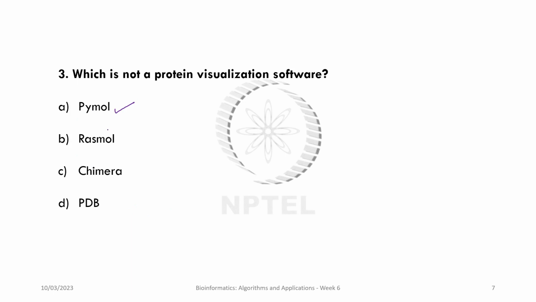So PyMOL is a visualization software, so is RasMol and Chimera, right? The only option which is not a visualization software but rather a database is PDB. Thank you, Venkatesh. So all of you are right. It is option D.